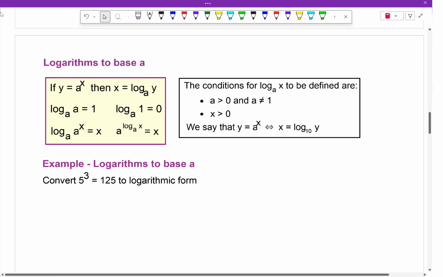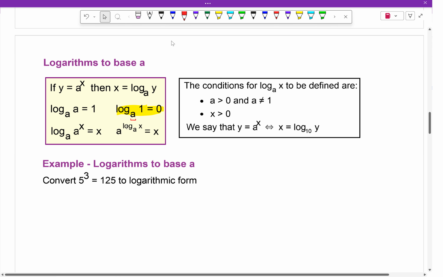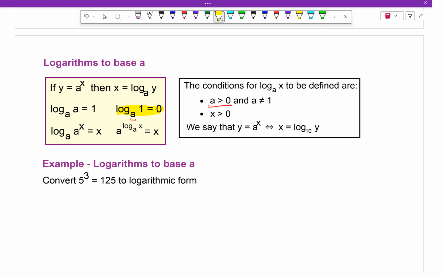Now, here are some of the rules that we have to know. One of the easiest ones is: whenever the base is A, as long as A is bigger than 0, and the number inside is 1, we can directly say that it equals 0.